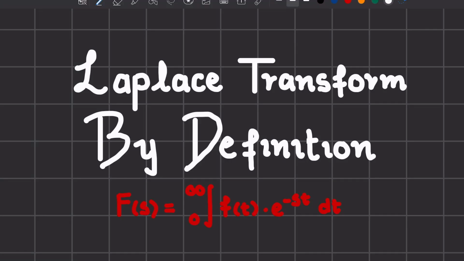So today we'll start a new chapter series which is called the Laplace transform. And today specifically we will do Laplace transform by definition. And without further ado, let's go to our first example.